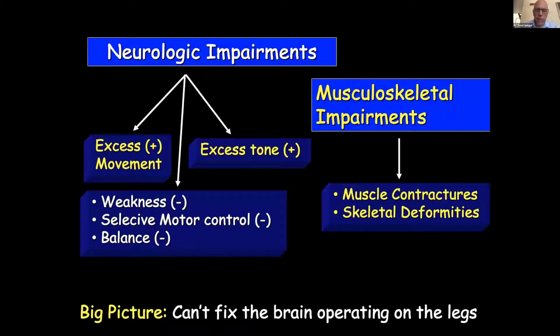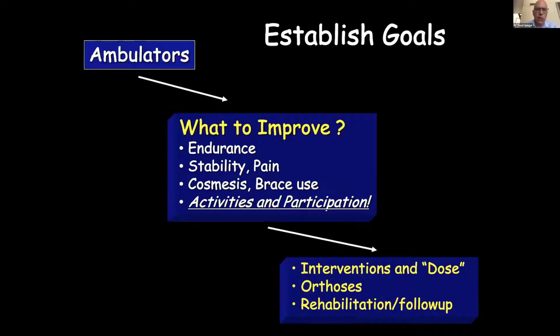So we can't fix the brain by operating on the legs, although our goal is to maximize the biomechanical potential of the musculoskeletal system. In ambulators, there are a lot of different things we can try to help. Maybe something as simple as trying to help a patient walk a longer distance to improve their function. Some patients, particularly those who walk with a flexed knee gait, will have pain in the knee, so we're trying to help with knee pain. And then there are other patients that seemingly walk so well that we may actually only be improving the cosmetic aspects of their gait rather than functional aspects.